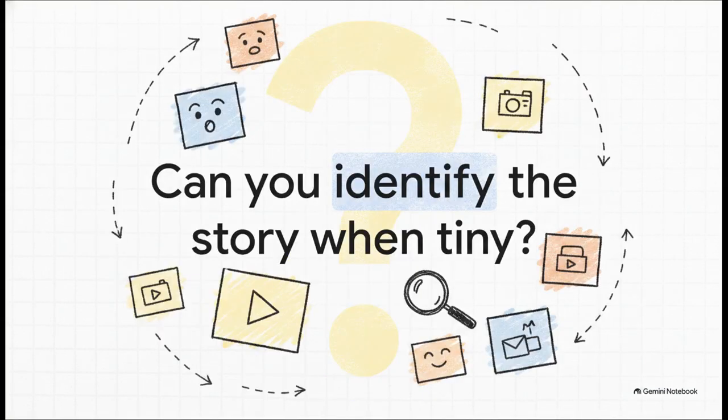So try this. Before you finalize anything, zoom your canvas way out. When it's shrunk down to the size of a postage stamp, can you still easily identify the main subject, the emotion, the text, and the story? If the answer to any of those is no, you have way too much going on and you absolutely need to simplify.